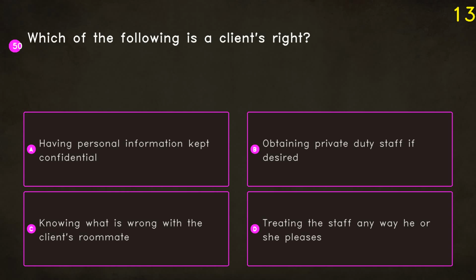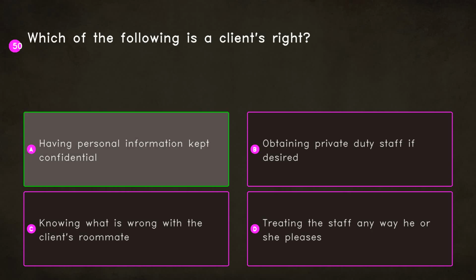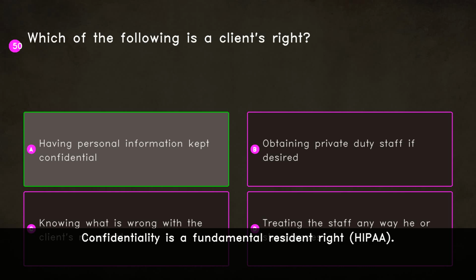Question 50. Which of the following is a client's right? A. Having personal information kept confidential. B. Obtaining private duty staff if desired. C. Knowing what is wrong with the client's roommate. D. Treating the staff any way he or she pleases. The correct answer is having personal information kept confidential. Confidentiality is a fundamental resident right, HIPAA.